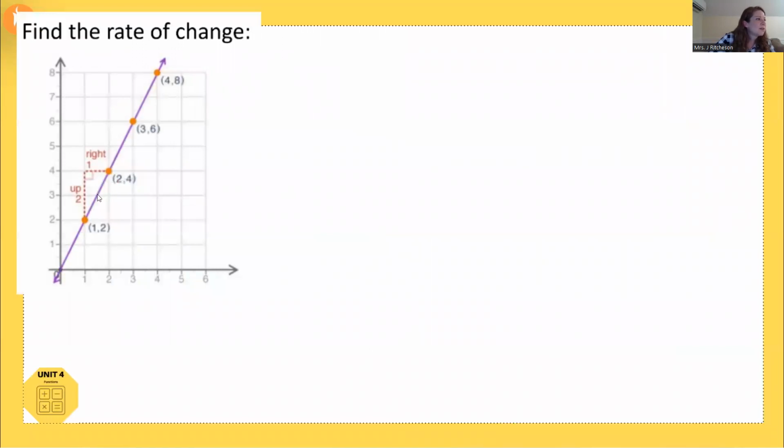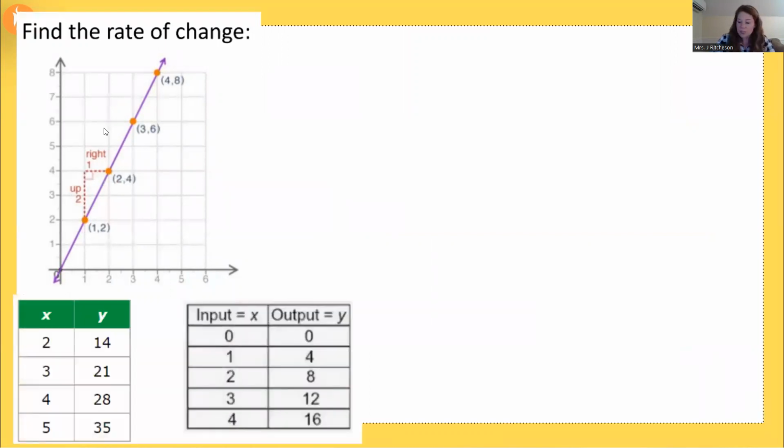All right, so on this one, we're going to go up 2, right 1. So our rate of change on this one is 2. If we did our change in y over change in x, it's always going to be a right triangle. So we would go up 2, right 1. So it's rise over run. So our rate of change of the first one is 2.